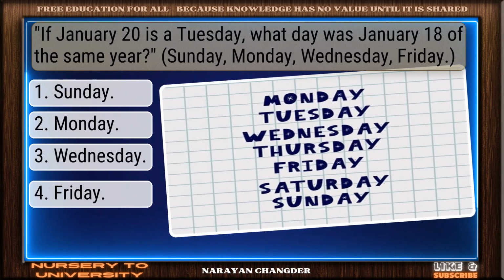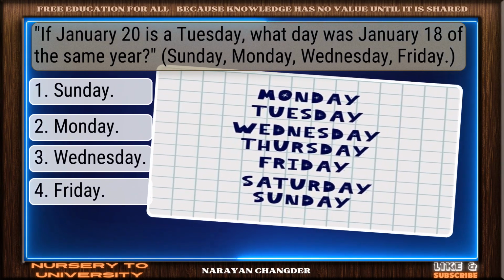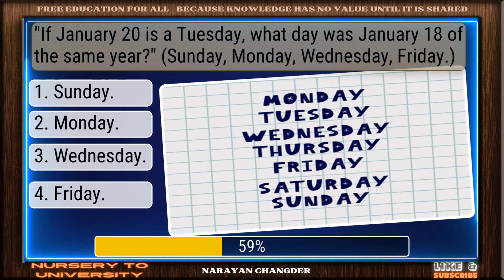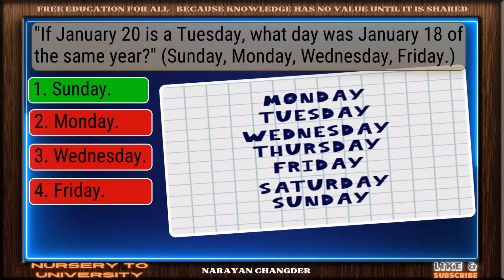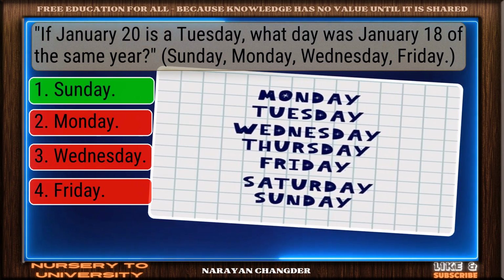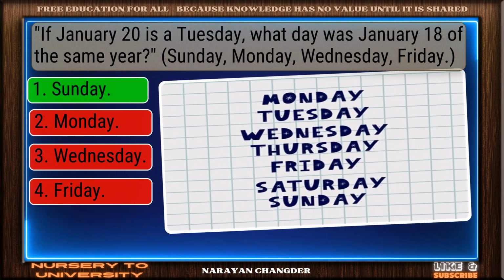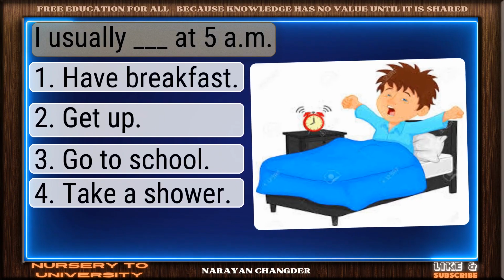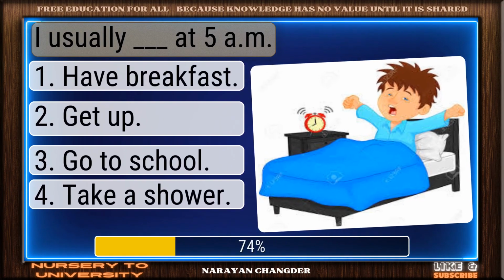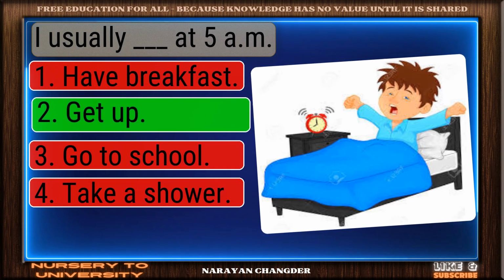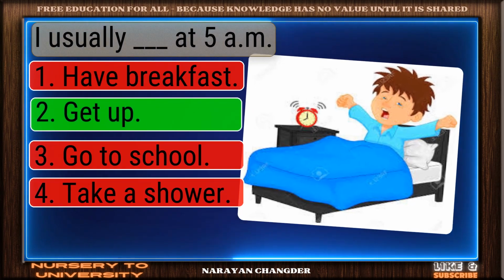If January 20 is a Tuesday, what day was January 18 of the same year? Nice work. You chose Sunday, and it is correct. I usually dash at 5 a.m. On track, get up is the correct answer.